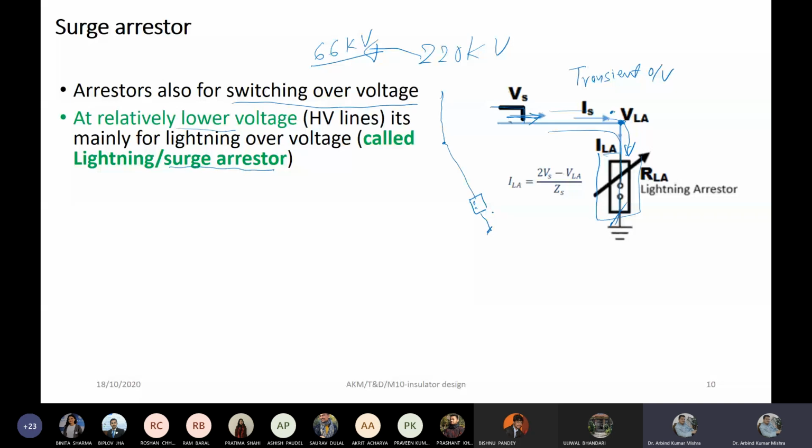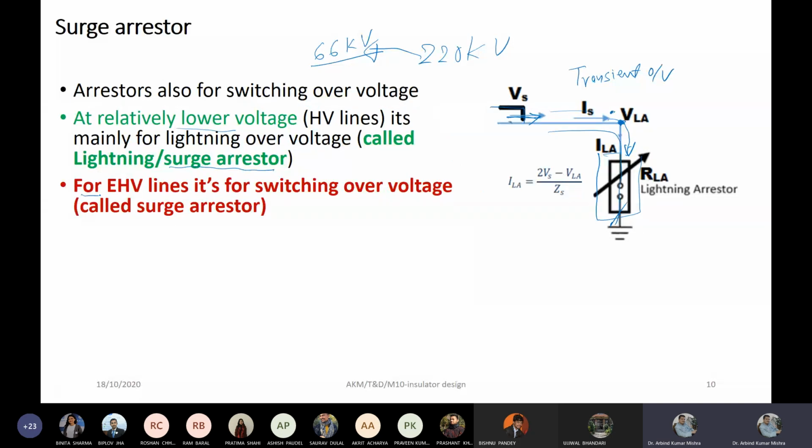And also for electrical devices. And if you go for EHV lines, this arrestor's job is to protect the line, or minimize the effect of switching over voltage, so that the insulation level required for the insulator, for a switching over voltage, could be minimized, and in that case it is called a surge arrestor.